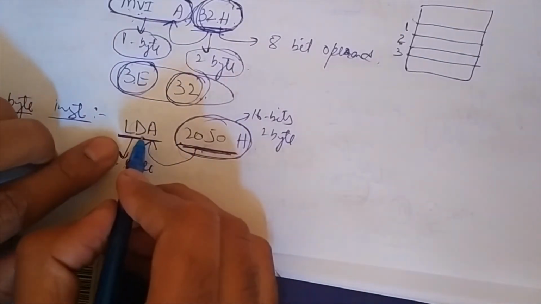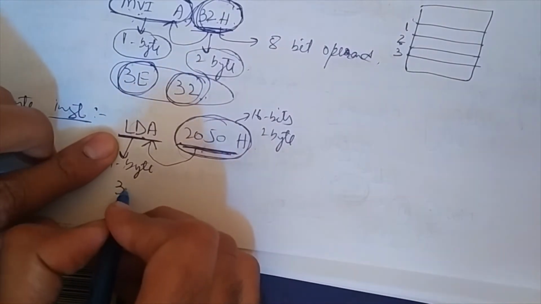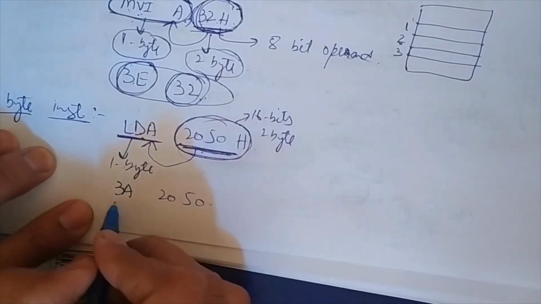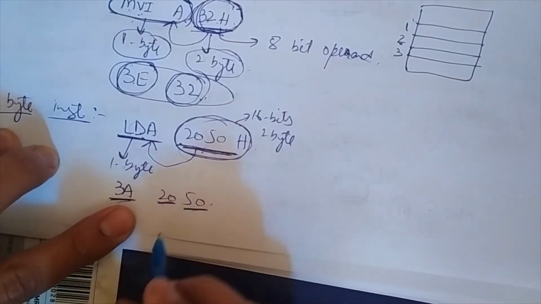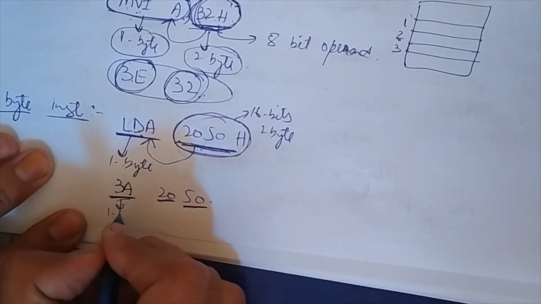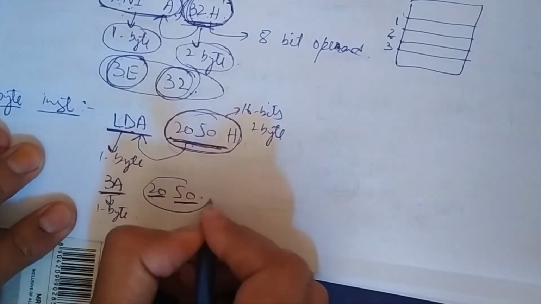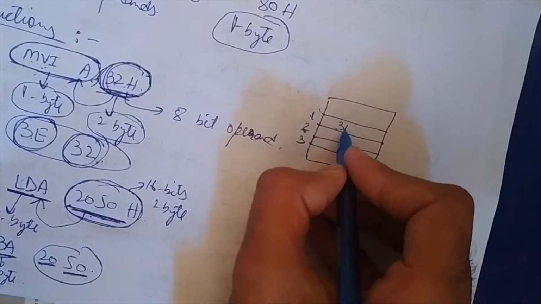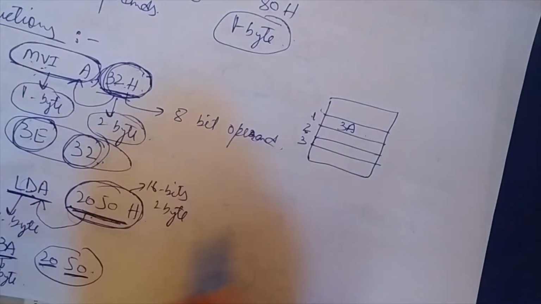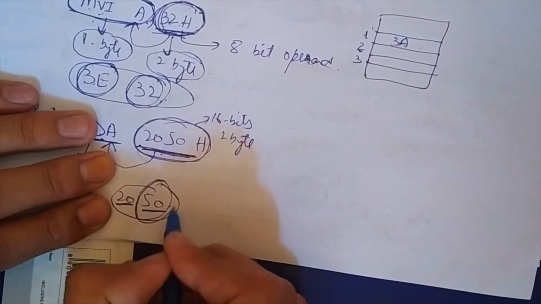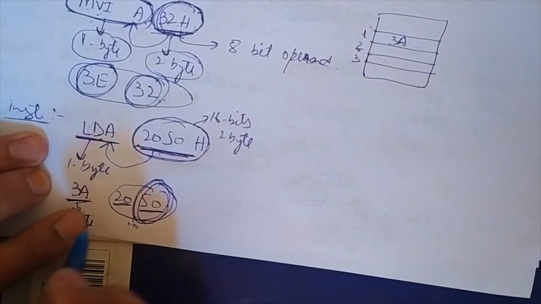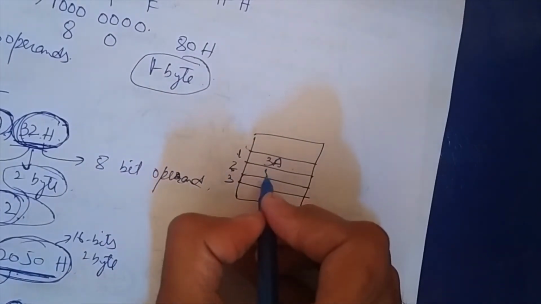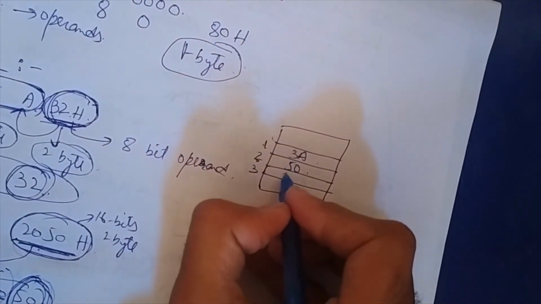And the encoding of this instruction is 3A, then 20 and 50. This is the first byte, this is the second byte, this is the third byte. The first byte is the opcode, and the rest is our operand. In the memory, it is stored like this. The first byte will be 3A. The second byte will be the lowest address byte, 50. Please keep this in mind, that we don't store the second byte as 20, but the second byte is stored as 50. And the third byte will be stored as 20.